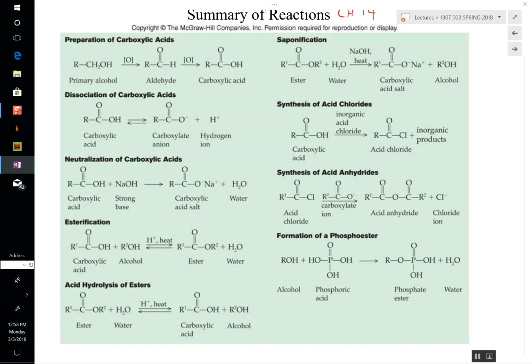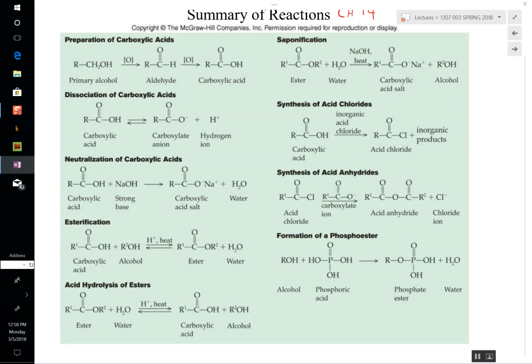How do they behave? Well, they dissociate. You put them into water, and they don't dissociate 100%, but enough to make the water acidic. They are weak acids. They partially dissociate, forming an anion and a hydrogen cation. That's your acidic proton coming off of your carboxylic acid.